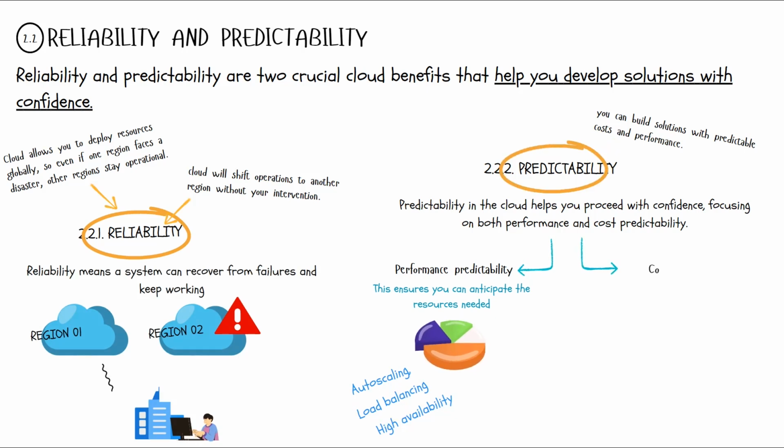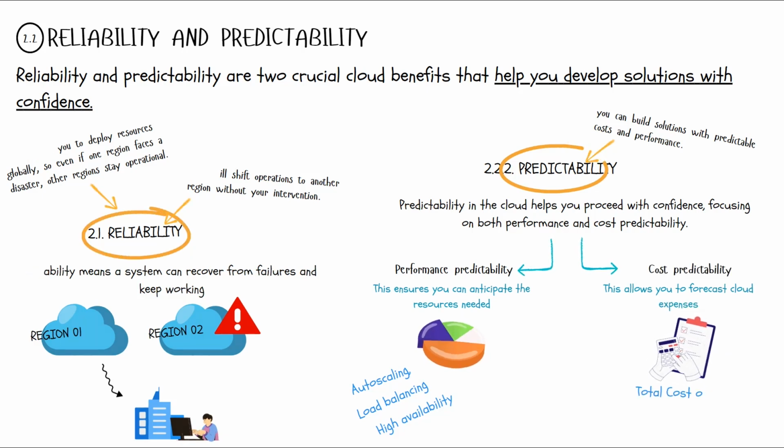Cost predictability is about estimating and controlling the expenses associated with cloud usage. The cloud allows you to monitor resource use in real time, ensuring efficient usage, and apply data analytics to spot patterns and plan resource deployment. Tools like the total cost of ownership and pricing calculator can also help estimate future cloud spending.